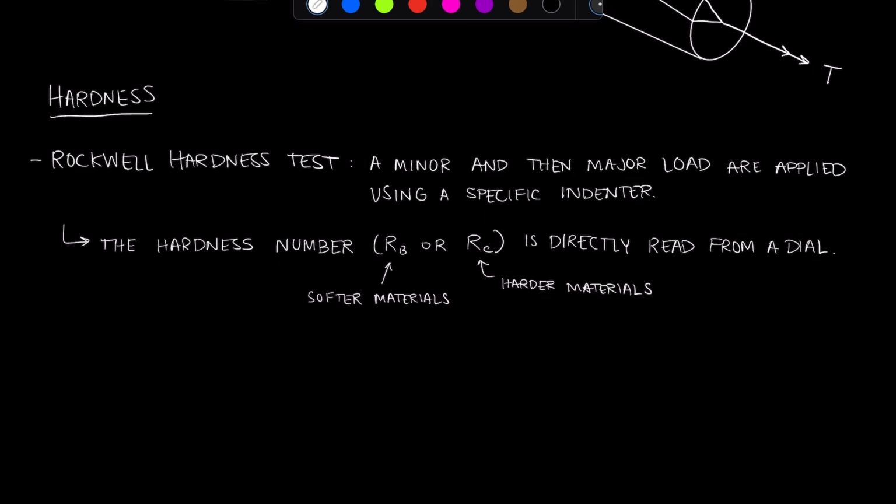Now, another method of hardness testing is the Brinell hardness test. This uses a hardened steel or tungsten carbide ball as the indenter, and then the hardness number that we get is HB. It's called the Brinell hardness number, and it's calculated just by dividing the applied load by the area of indentation. And this method is typically used for materials with coarse structures or rough surfaces like castings.